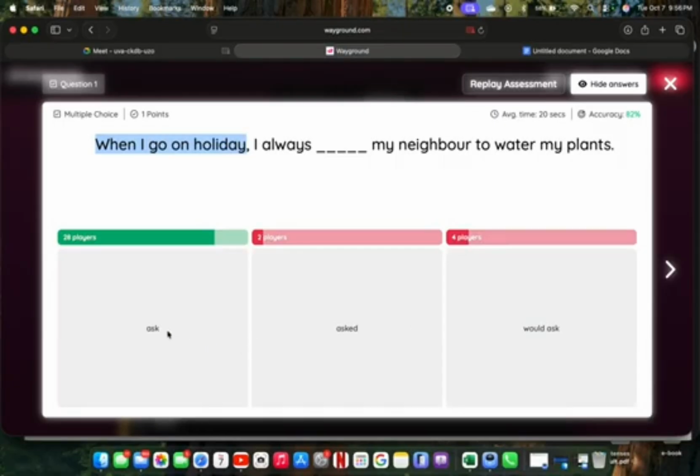But as you said, if I go on holiday, I would ask. Yeah, right. Because when I go on holiday, I always ask my neighbor to water my plants. It's a general truth that you're telling to people. So that's why you use zero conditional for this one.